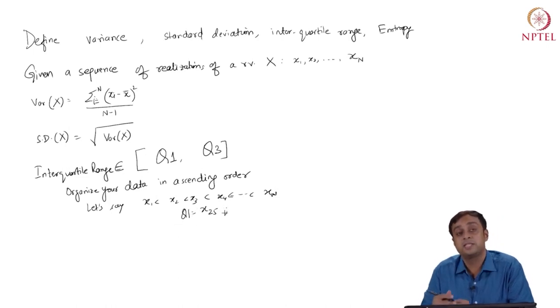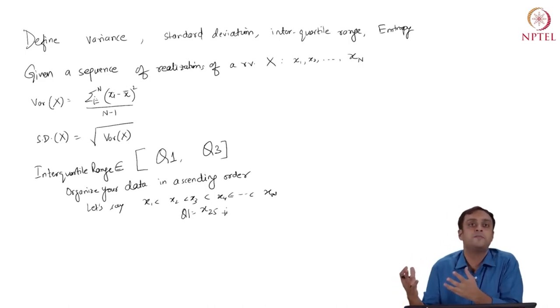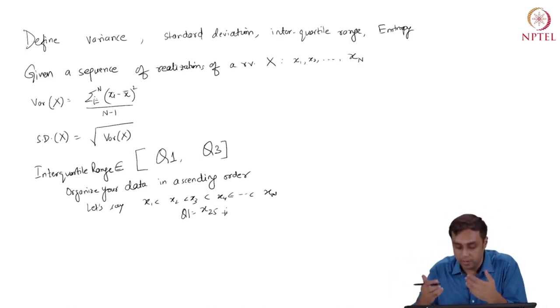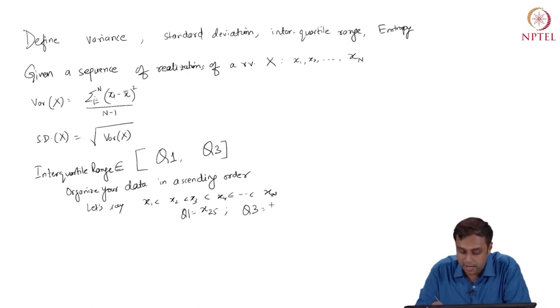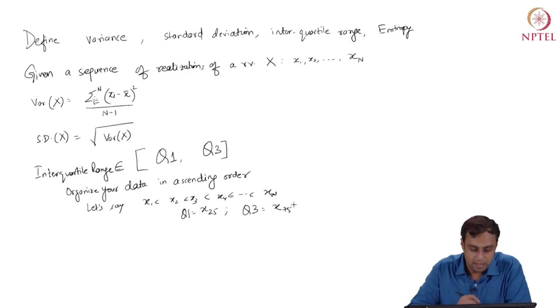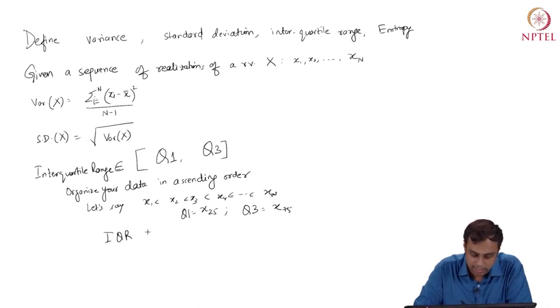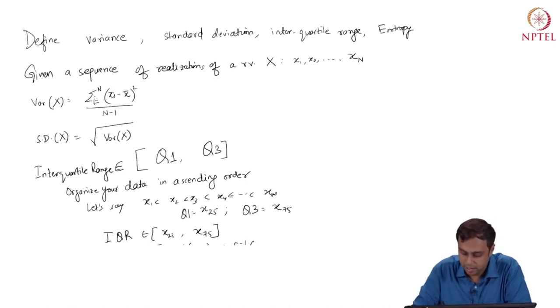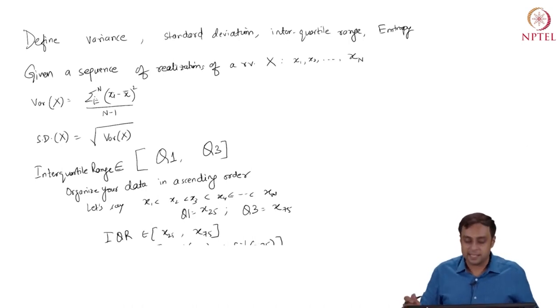The third quartile, which is the 75th percentile, basically means 75% of my data values are smaller than this particular value. Let's say the third quartile is x75. Then the interquartile range is between x25 and x75. Formally, IQR can be written as the inverse of CDF at the 25th percentile and inverse of CDF at the 0.75 percentile with closed bounds. So that's that for this lecture.